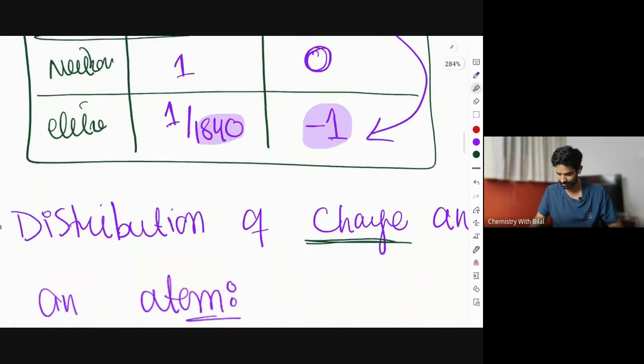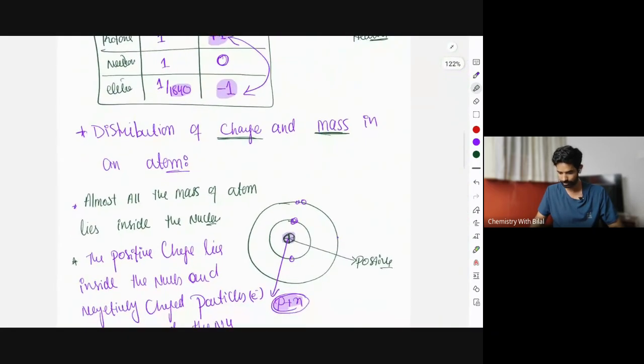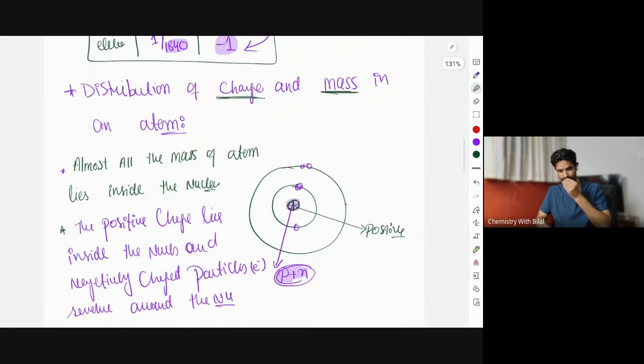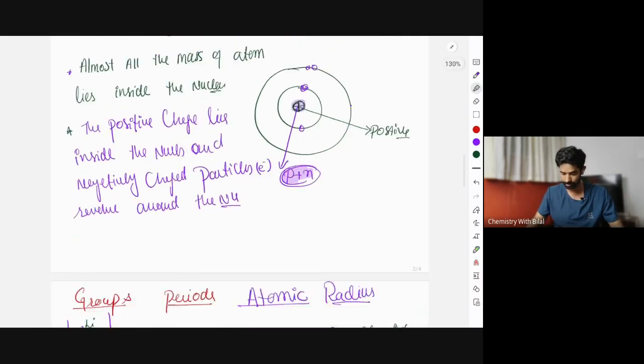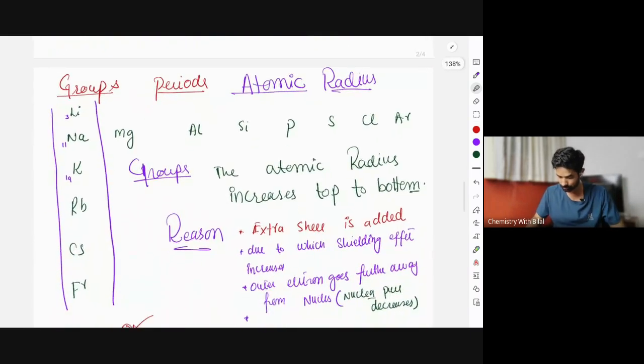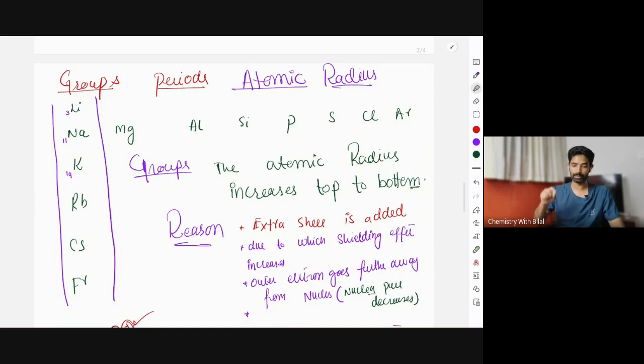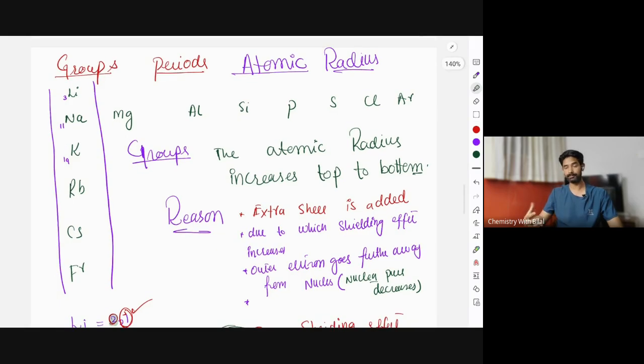I mean, it's the exact same thing that you did learn in your O levels. Distribution of charge and mass is something new, but we have the idea that most of the mass lies inside the nucleus, while the charge is distributed evenly with positive charge in the nucleus and negatively charged particles surround the nucleus, revolve around the nucleus. This is something which I want everyone to understand. Tomorrow in class I will also ask you past paper questions from this.